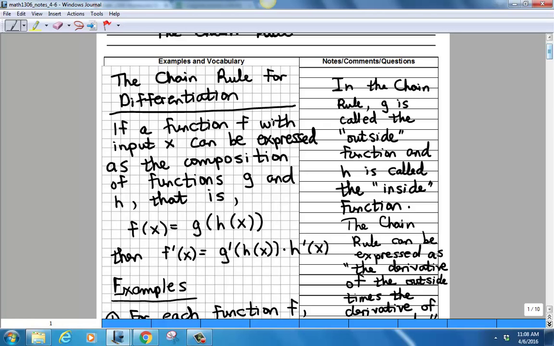Then what the chain rule says is that you can find the derivative of that function f by taking the derivative of the function g in this composition here, and multiplying it by the derivative of this function h. So the chain rule of differentiation takes a composition and turns it into a product. This turns out to be a really powerful method to help you find rates of change formulas.